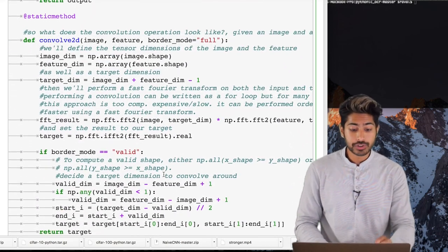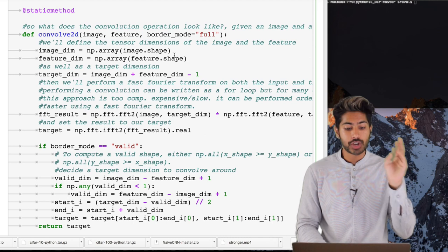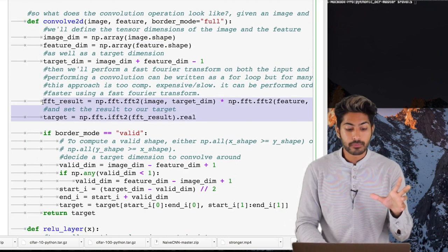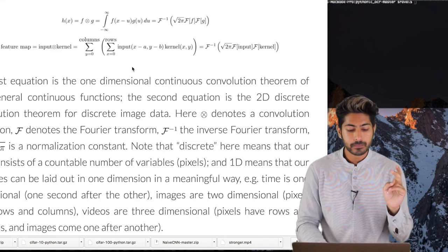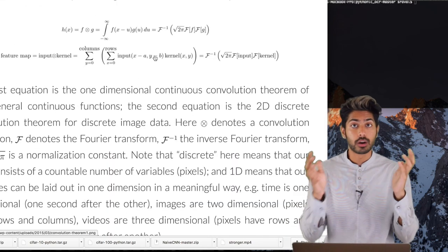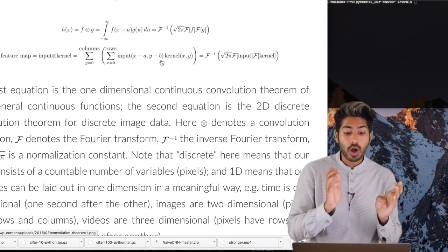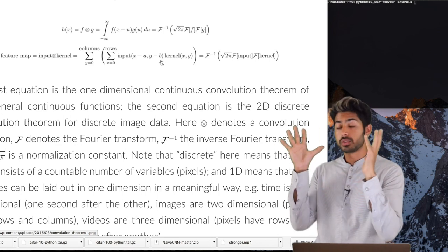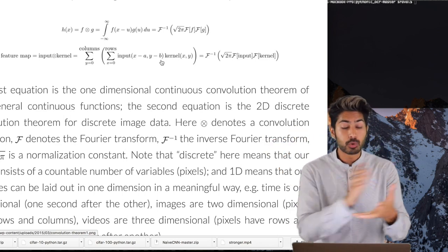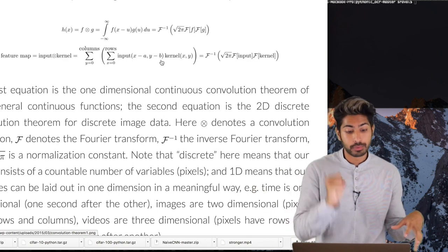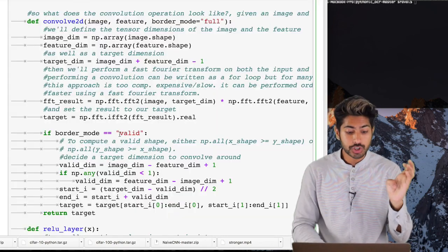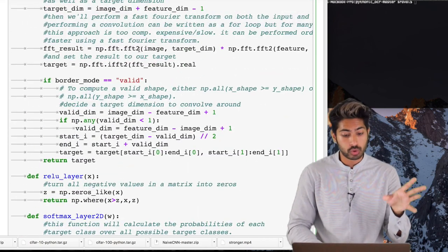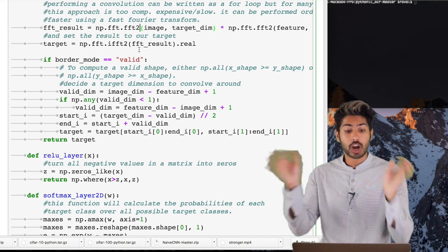So in our convolved 2D function, we'll define the tensor dimension of the image and the feature. We'll get a target dimension, and then these two lines perform this operation, this convolutional theorem that we defined right here. We're performing the dot product between the input and the kernel or feature for all of those weight values, and then we're summing them all up, and that's going to be our output. And so the fast Fourier function in NumPy does this very well, and so we can just use that as FFT2. But it's a multiplication and a summation operation.